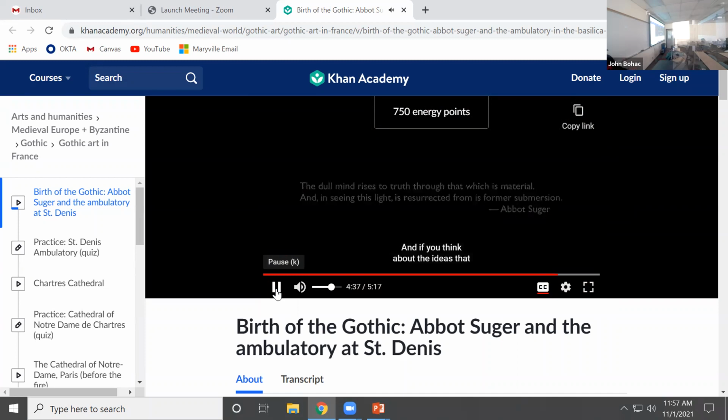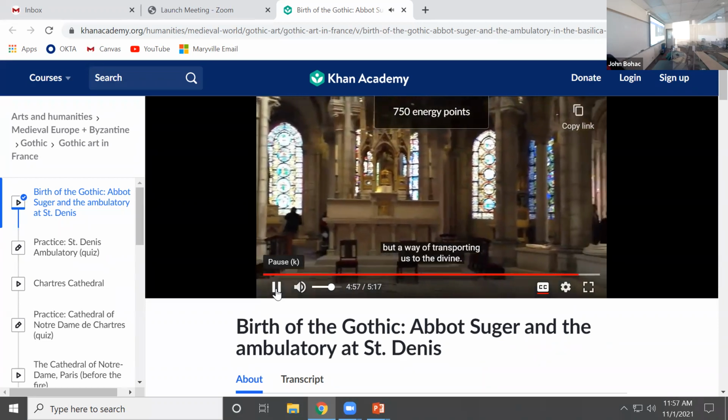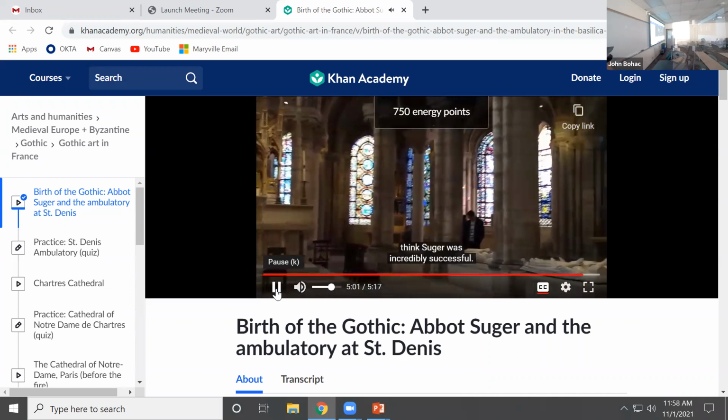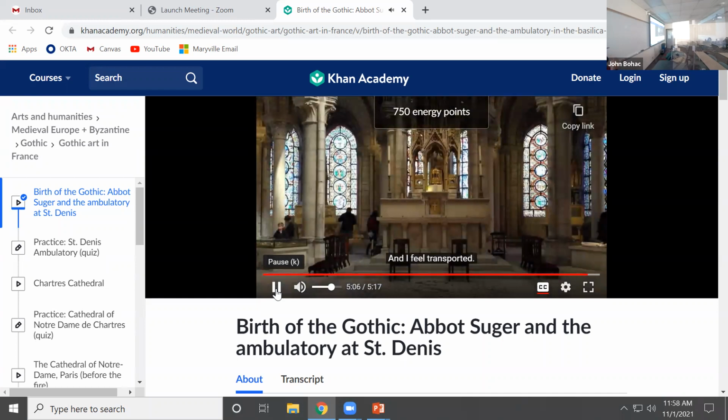This was a radical and new notion and actually flew in the face of other theological theories of the time. When you think about the ideas that are being established by St. Bernard of Clairvaux, who's saying we have to get rid of all of the decorative, we have to get rid of everything that will distract us. So Suger is moving in the other direction and saying, no, in fact, we can transport people. That the visual is not a distraction, but a way of transporting us to the divine. I have to say that I think Suger was incredibly successful. This is startlingly new, and I feel transported.